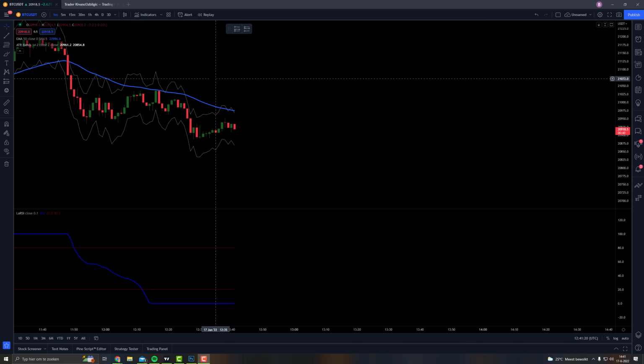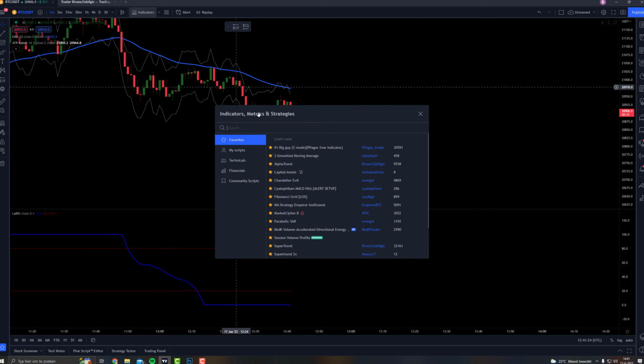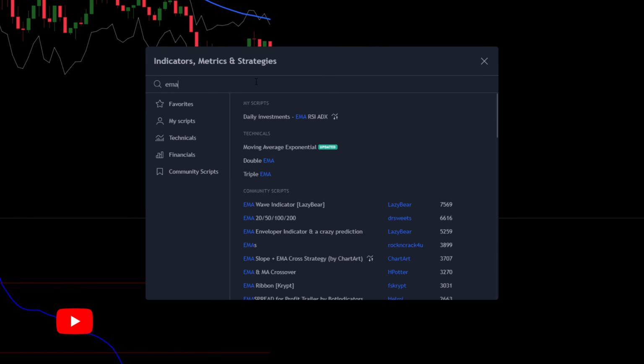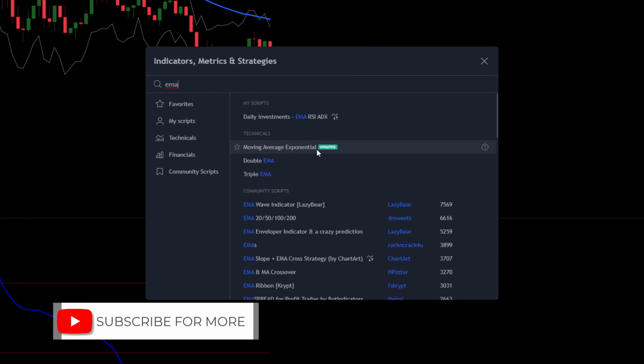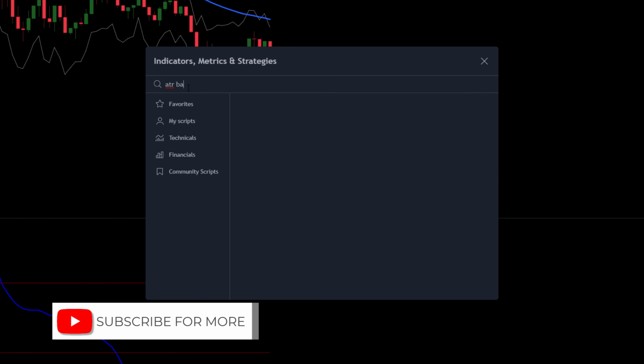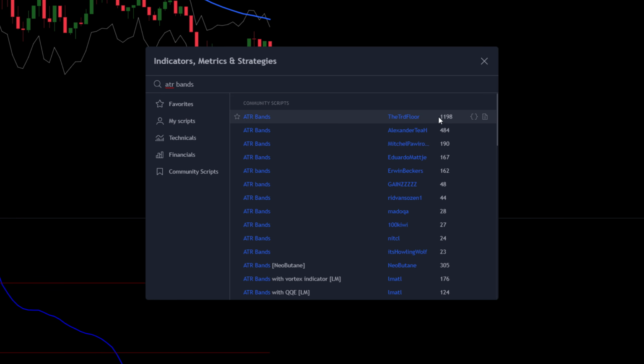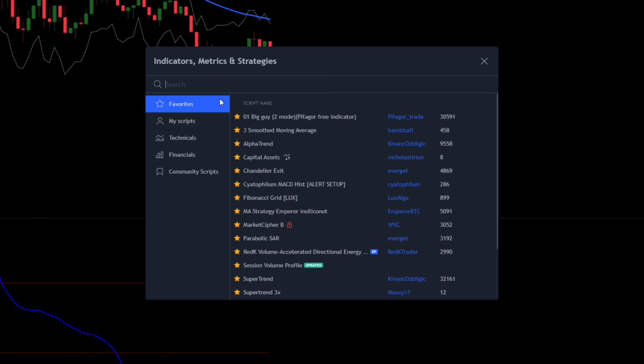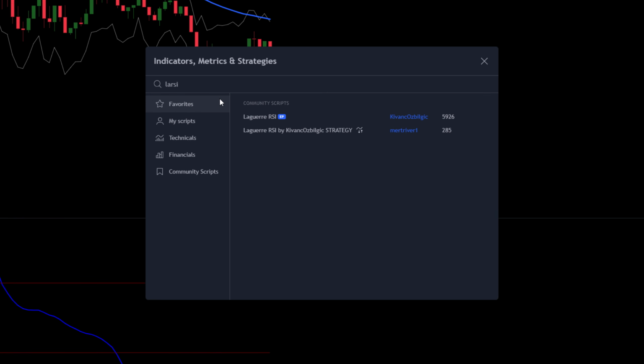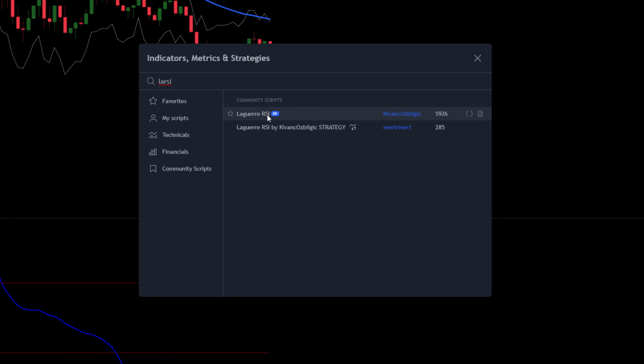So first off, let's add the indicators to the chart. To have all these indicators, you're gonna need the EMA. If you look for EMA, it's the moving average exponential, which we always use. You want the ATR bands for your stop loss. You can use whatever one you like, but I think I used a top one of the third floor, the creator. And you need to have premium for this one, but it's an advanced RSI.